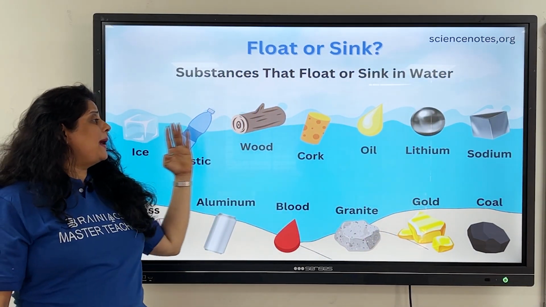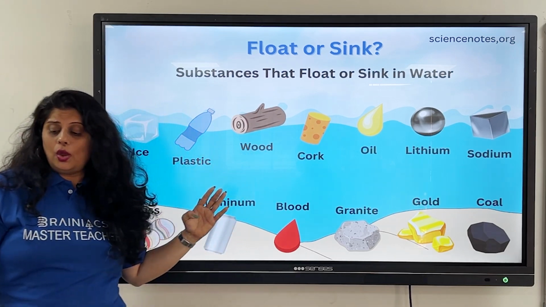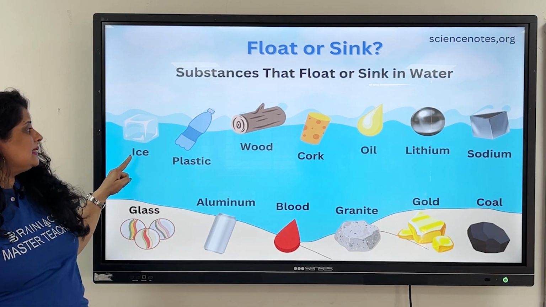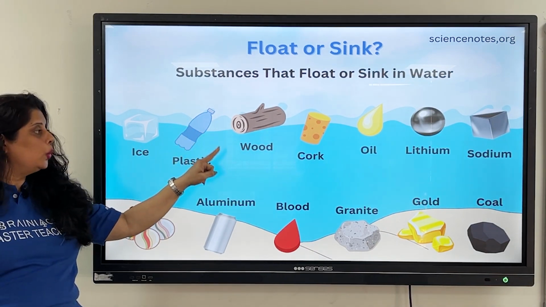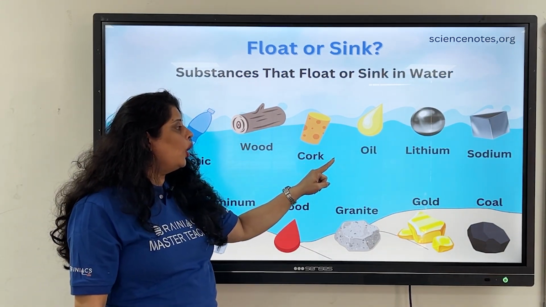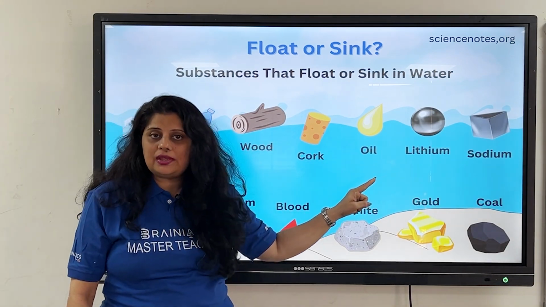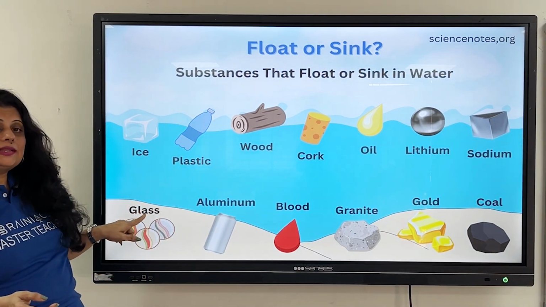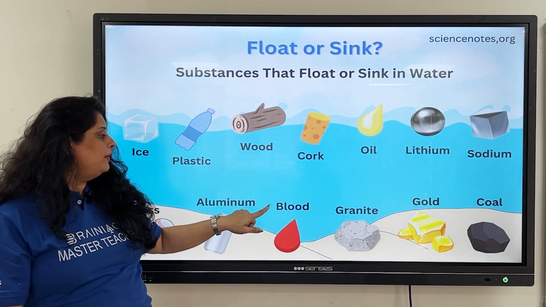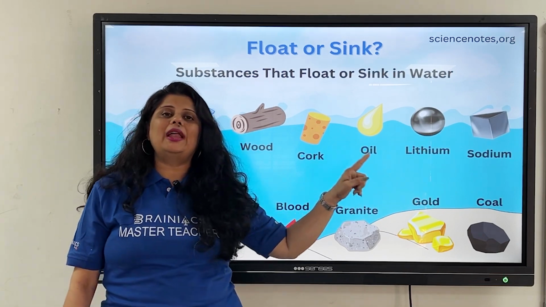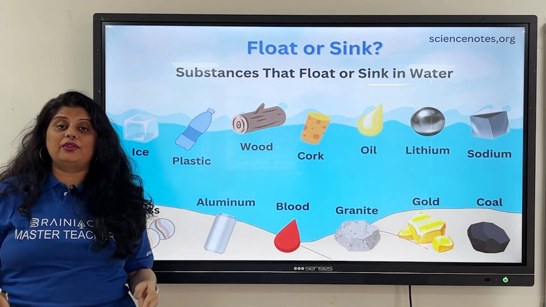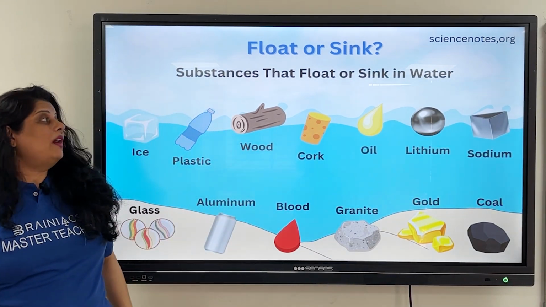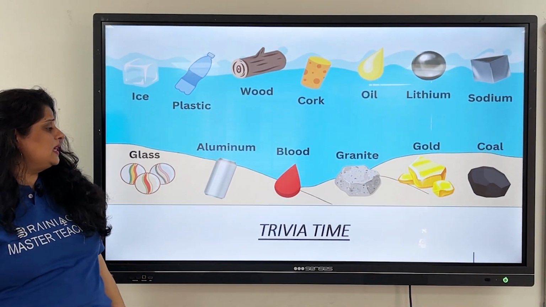Yes, these are good examples for you so that you know which are the materials that float and sink. Ice, plastic, wood, cork, oil, lithium and sodium. They all float on the water. Whereas the glass, the aluminium, the blood, granite, gold and coal, these are the ones which are very heavy and they sink in the water. Right? So our today's topic was all about float and sink.